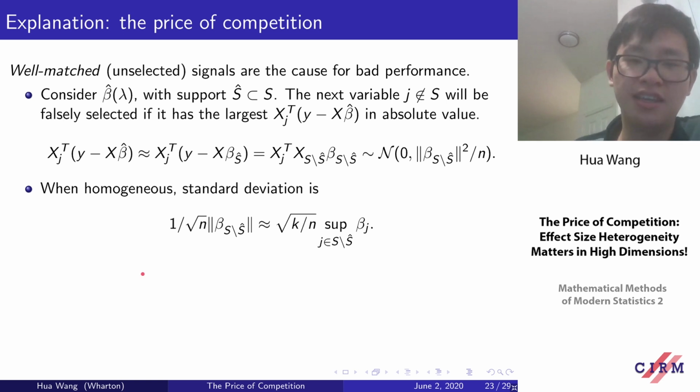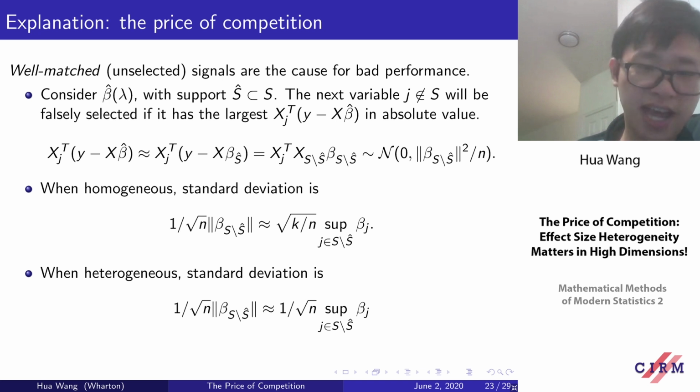In the homogeneous case, you can see that this standard deviation can be read in this form. Because the signals are homogeneous, meaning every signal is equal to the largest, these two norms are actually square root k times the largest size of the signals. However, when you have heterogeneous signals, the standard deviation takes another form, because the largest signal that you have now selected is the unique largest variable, and no other signals are even comparable to it. So essentially, the norm of this expression is simply 1 times the supremum of the beta.